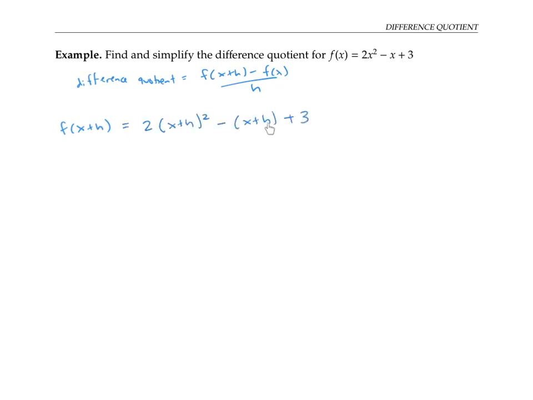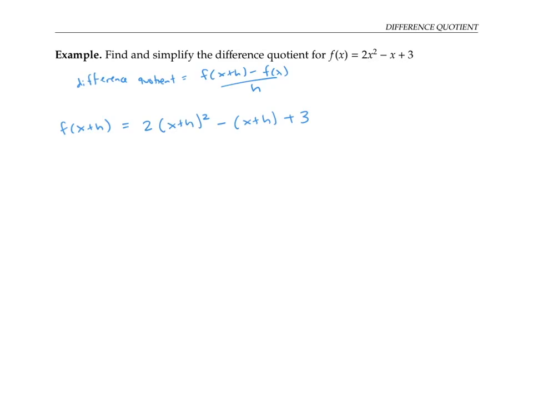Notice how I use parentheses here. That's important because I need to make sure I shove in the entire x plus h for x, so the entire x plus h needs to be subtracted, not just the x part. The parentheses are mandatory. Similarly, the parentheses here signal that the entire x plus h is squared.